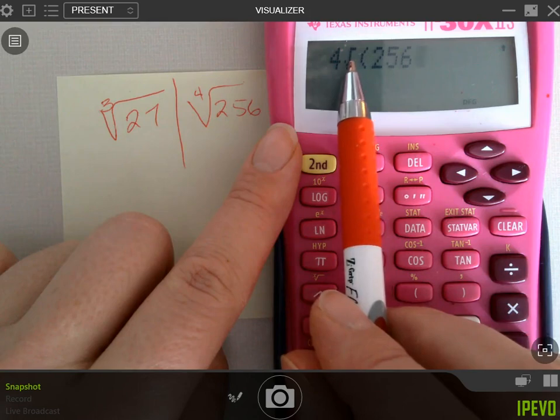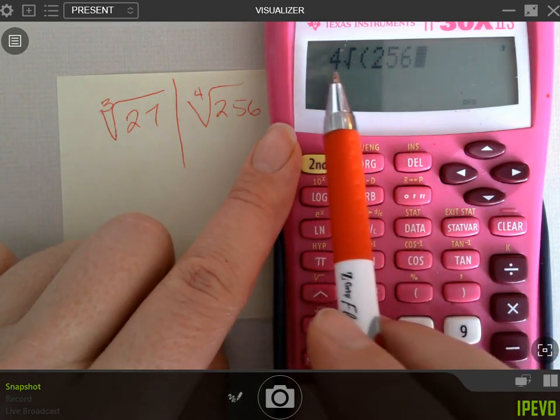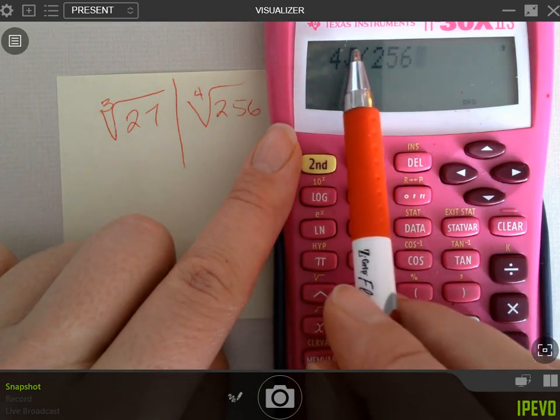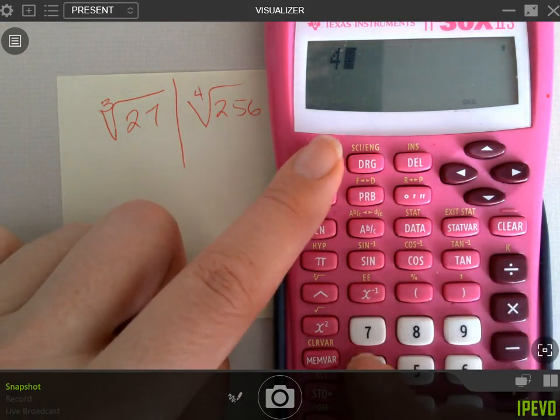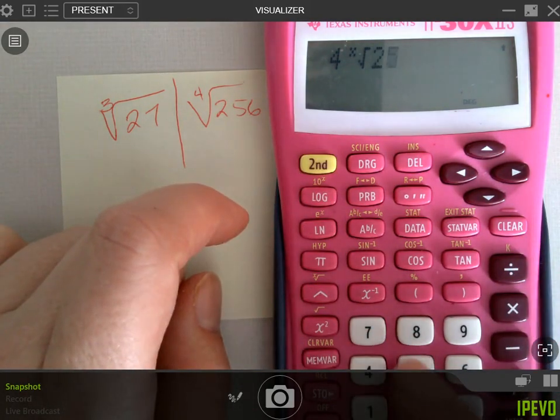See how there's no little x there? There's no little index thing. So the square root is understood that there's a little 2 there. If I do this, I get a different answer. So make sure you're using your x root key.